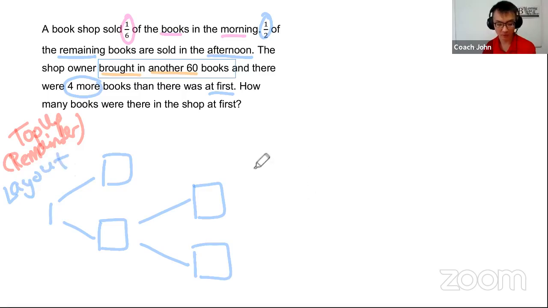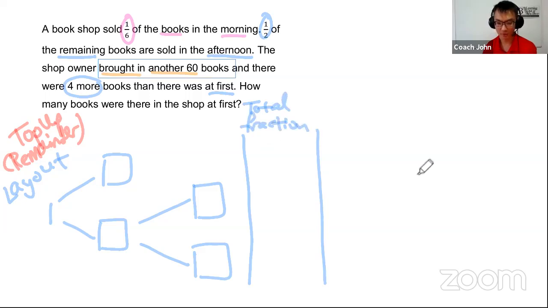Then you have this row which is called total fraction. Later I'll explain what it is. Then there's another row called top up. Let me use pink. I love pink. Top up. It makes me happy.